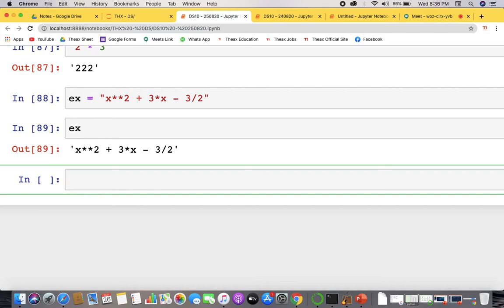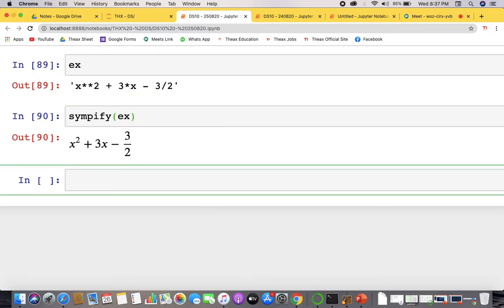What I want to do is sympify, not simplify. There is a difference between the two. The sympify function can be used to convert strings into sympy expressions, so that you can then operate on them. So this is sympify. Sympifying an expression will generate the expression, that is x squared plus 3x minus 3 by 2.